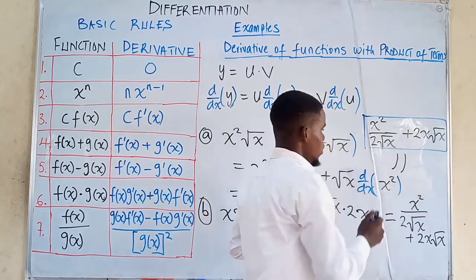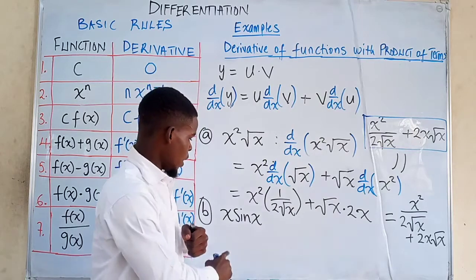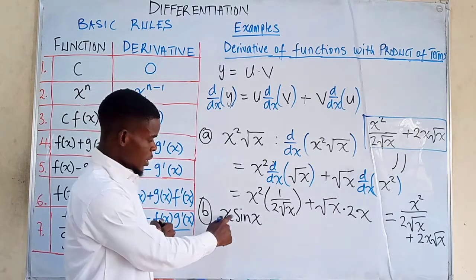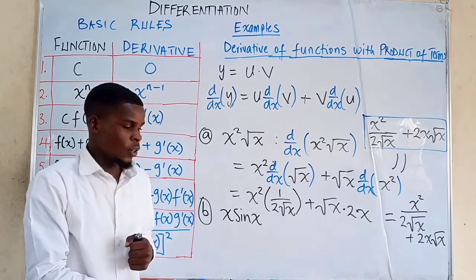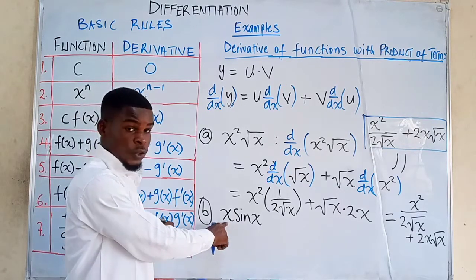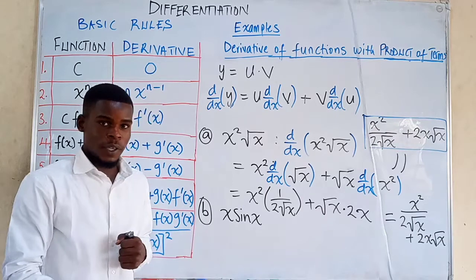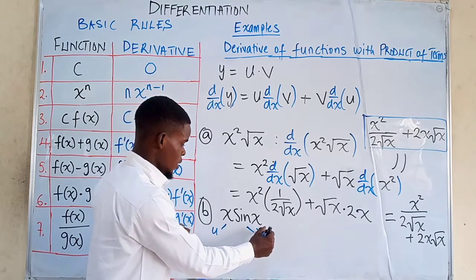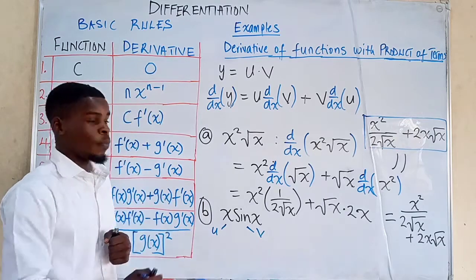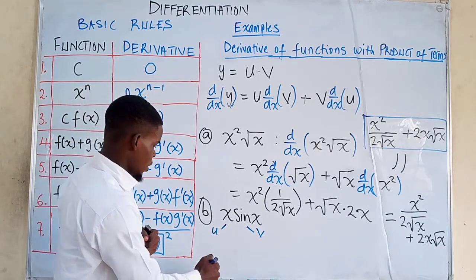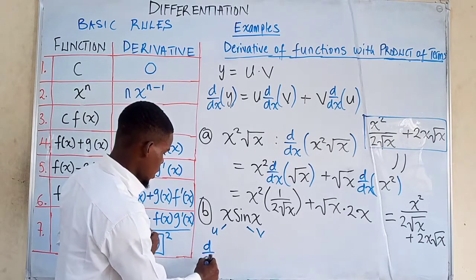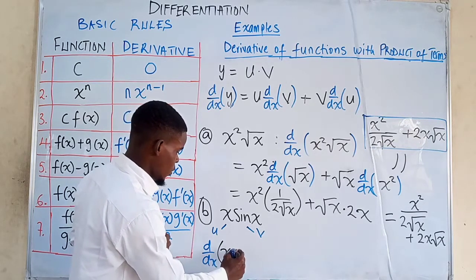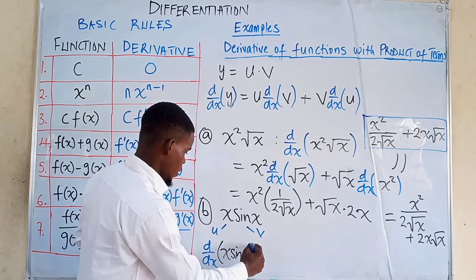Let's look at the second one. We have x times sine of x. Differentiating this product of two functions, we can call this first one u and this second one v. Maybe let me just put it down here, u, and then this is just v. So applying the product rule on there, we're going to have the derivative with respect to x of that function entirely, that is x times sine of x.